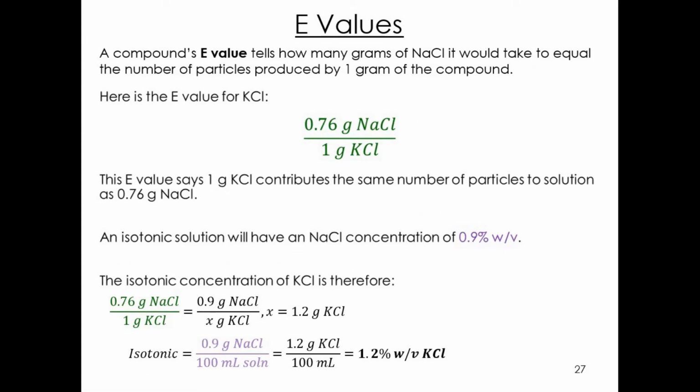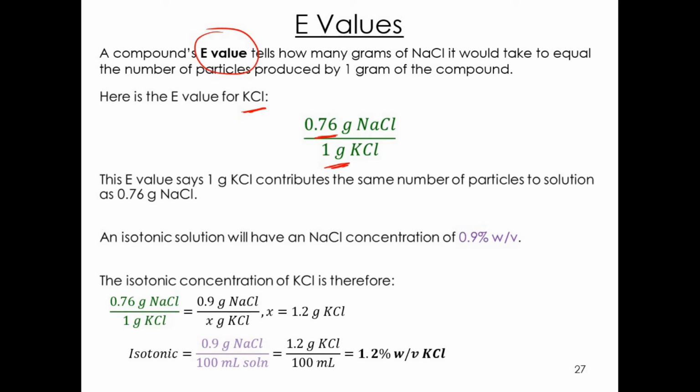The most common way to derive isotonic values for different salts is not to calculate osmoles directly, but instead to use a conversion factor called an E-value. The E-value tells how many grams of sodium chloride it would take to equal the number of particles produced by 1 gram of another salt. So here's the E-value for potassium chloride. This value says that it would take only 0.76 grams of sodium chloride to provide the same number of particles in solution as 1 full gram of potassium chloride.